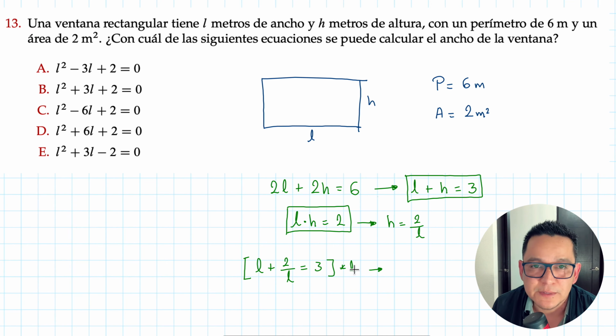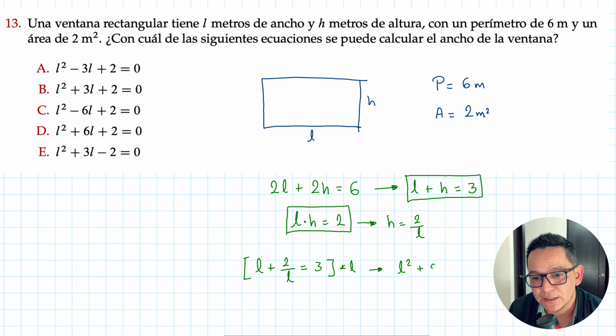Okay, so let's go. We multiply L by L. I get L squared plus L times 2. That's 2L over L. So I'm just left with the 2. And on the right side, we have 3 times L, which is 3L. We're doing well so far, right? Okay, so now we're just going to move this 3L to the left side. So I'll have L squared minus 3L plus 2, right?